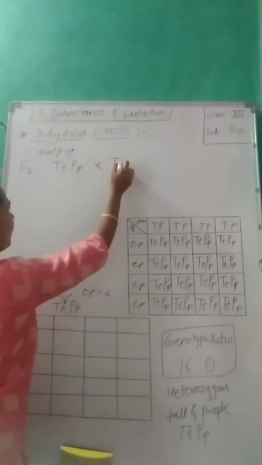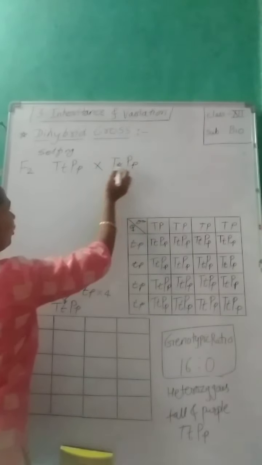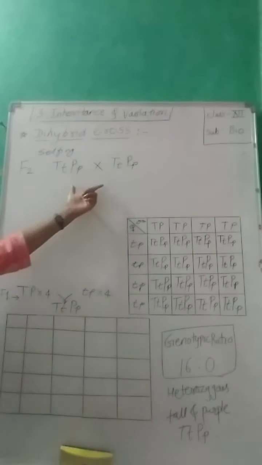These are the parents: capital T, small t, capital P and small p. This is one parent. We are taking the same parent for crossing purposes: capital T, small t, capital P, small p. So these are the two parents. Which type of gametes will we have? This T will cross with this P, so capital T and capital P. We can write it like this.